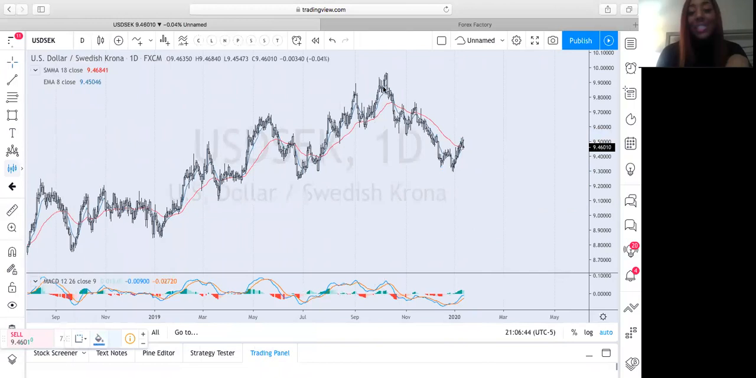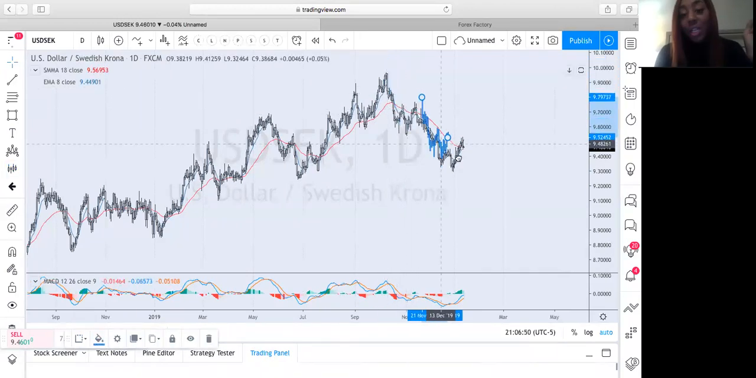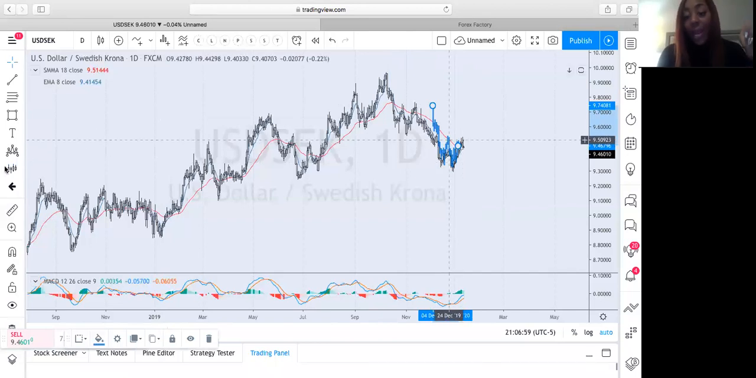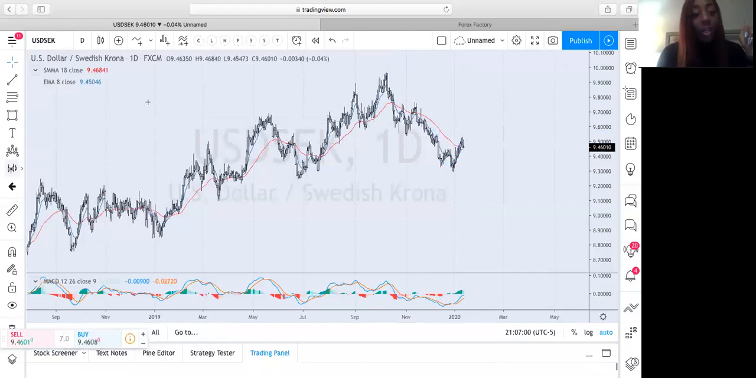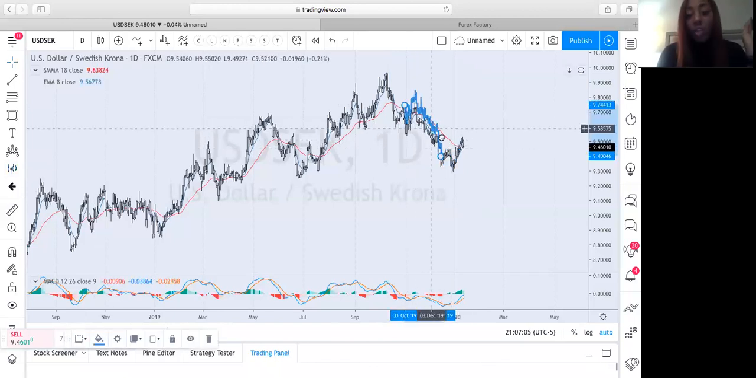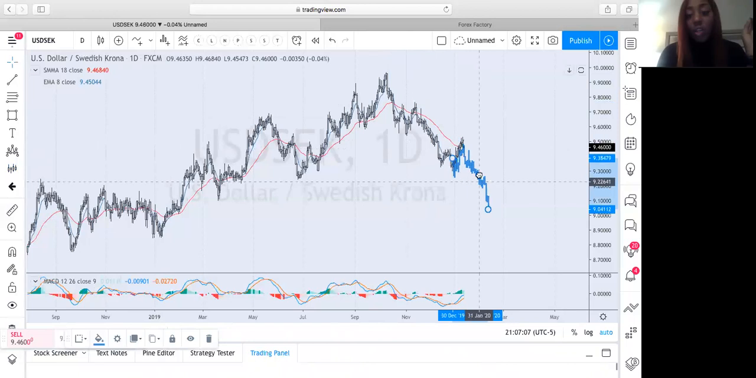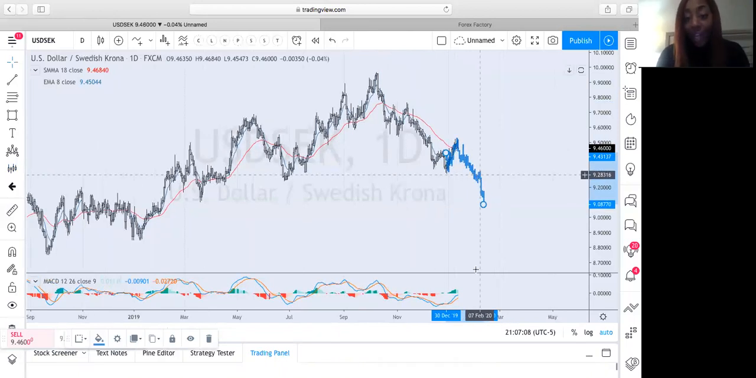This exact move from here to here is this exact move from here to here. And then right after that point, you have this drop. So you have this pullback and then this drop. If I line this pullback up with here, it's exact. Y'all see that?